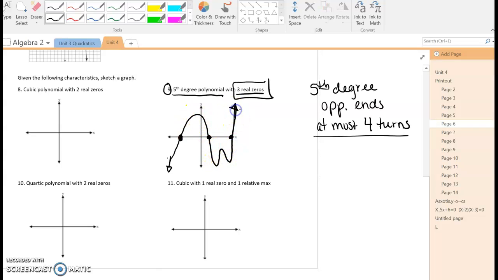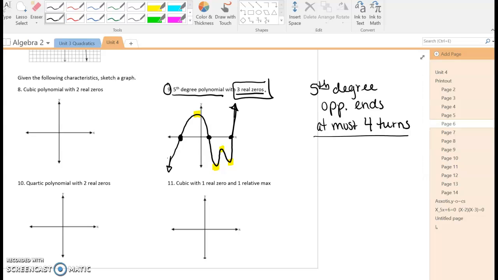I'm good. Here's 1 turn right here, here's a 2nd turn right here, here's a 3rd turn right here, and there's a 4th turn right there. I made an extra little loop down here because I wasn't allowed to touch the x-axis again, otherwise we would have more than 3 real zeros. And that's it. I've got all of my criteria covered.